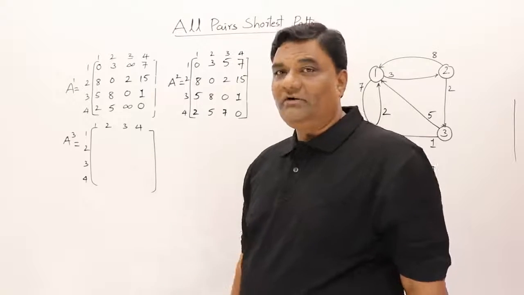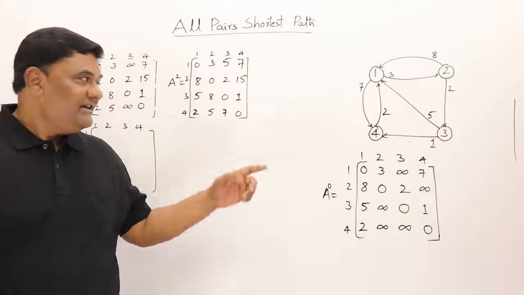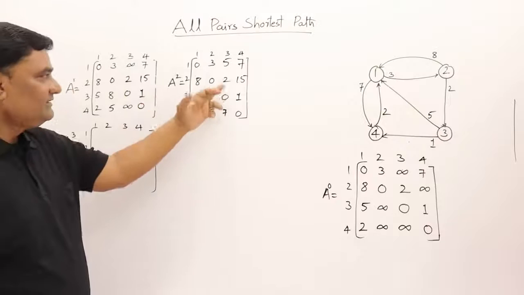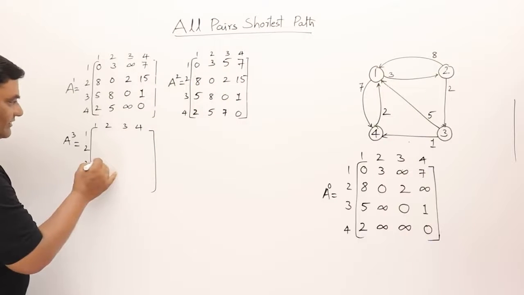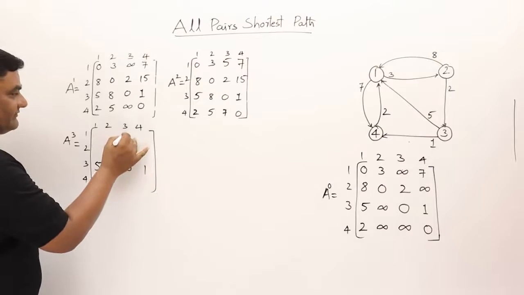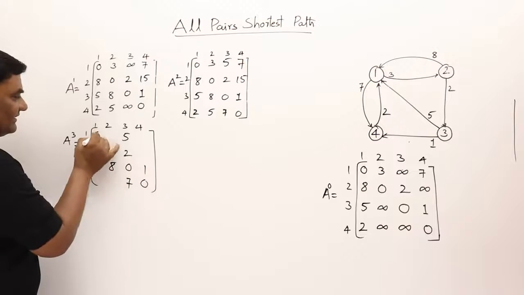Now I have to find out vertex 3 as intermediate vertex and generate the matrix. When I say 3 as an intermediate vertex, then the third row and third column remain as they are. So this is 5, 8, 0, 1 and this is 5, 2, 0, 7 and the diagonals are 0.